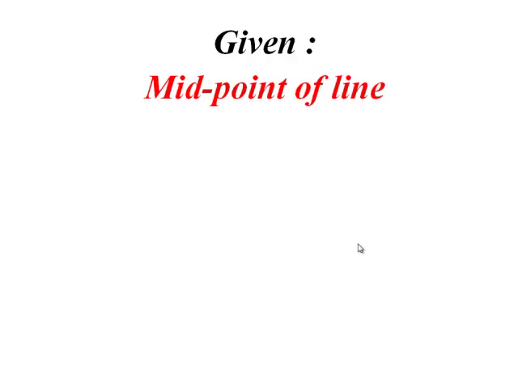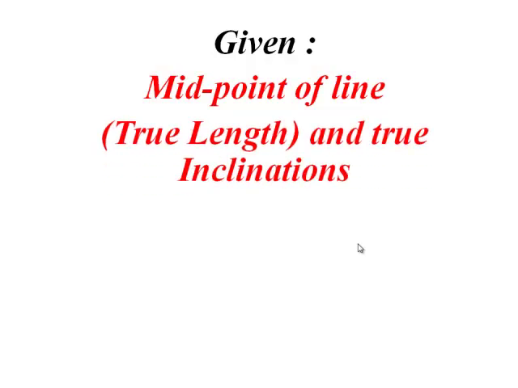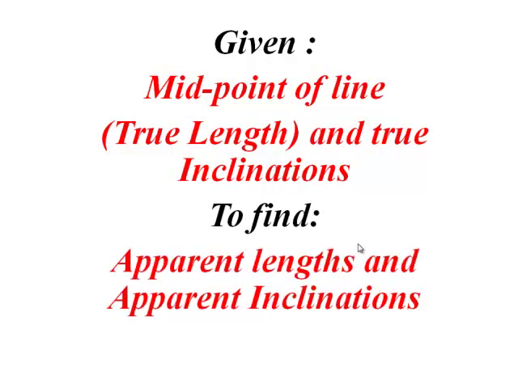So the given is the midpoint of a line. Once you understood the previous concept, this one is very easy. Try to take a note. They will give the midpoint of a line, and they will give the true length and true inclinations. You have to find out apparent lengths and apparent inclinations.